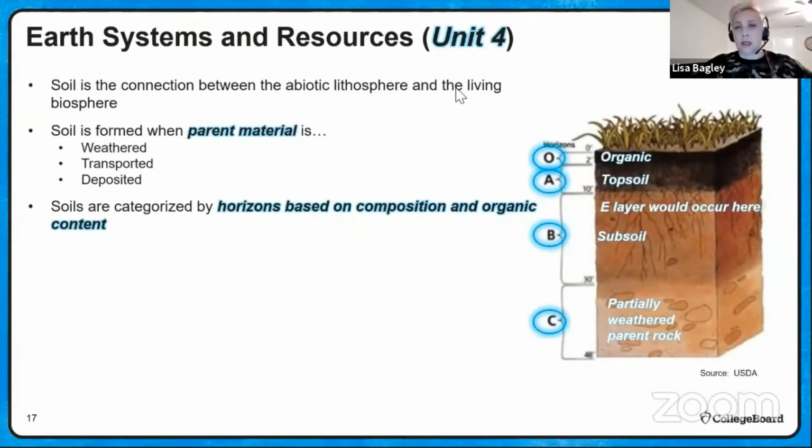Yay, soil horizons. So here, this is like a cross section of a soil horizon. We've got our organic layer or O horizon at the top. Topsoil, which is our A horizon, comes next. I'm going to skip the E for right now. B is our subsoil, and C is the partially weathered parent rock. Not all soils have an E layer. It depends on the climate, and it also depends on the age of the soil, but you might actually see an E layer on the exam as well.